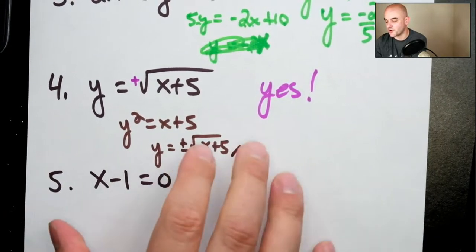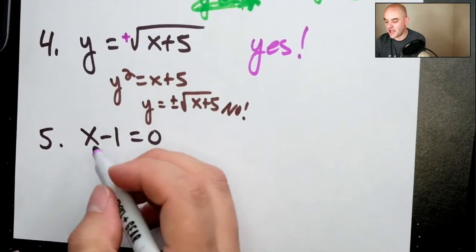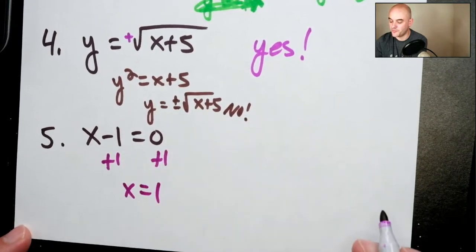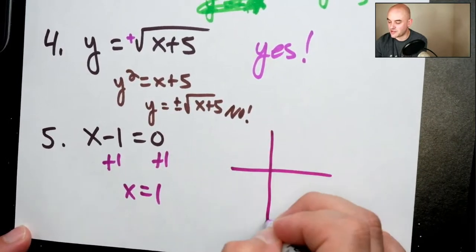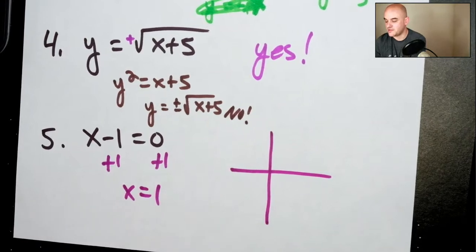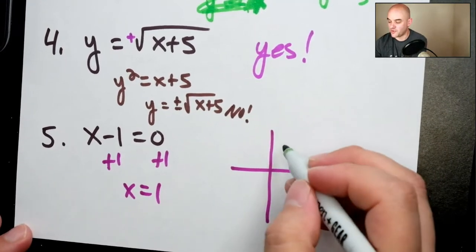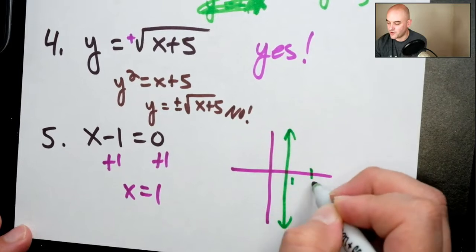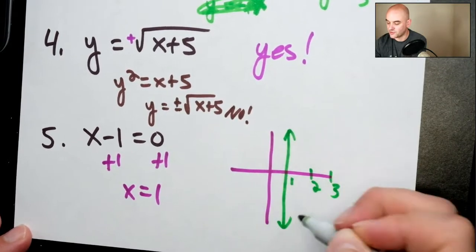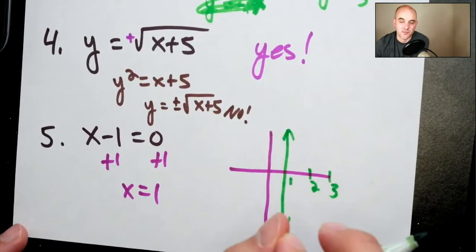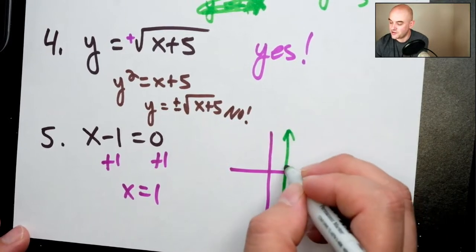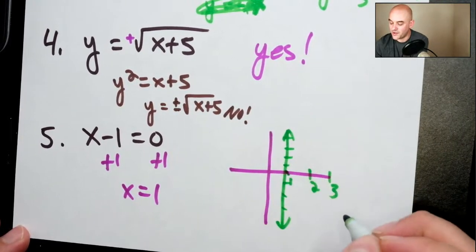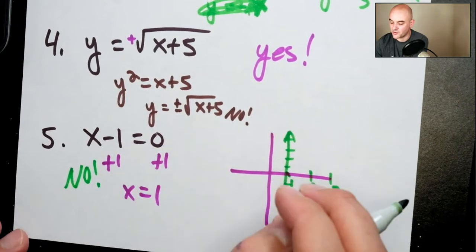All right, one more here, number 5. Number 5, we're going to add 1 to both sides, and we get x equals 1. Now, x equals 1, what does that look like when we graph it? It's a line, and we got a point on the line everywhere where x could be equal to 1. So if this is 1, 2, 3, it's a vertical line. And obviously, that's not going to pass the vertical line test. You got a lot of different y values for each x value of 1 there. So this is going to be no because it's a vertical line.